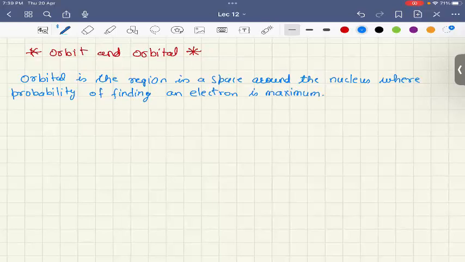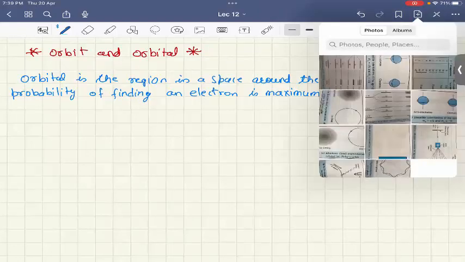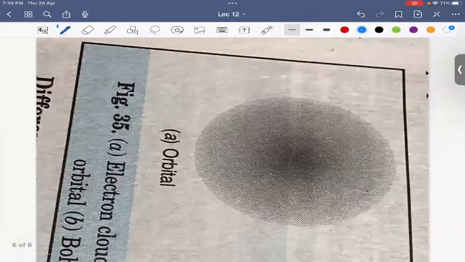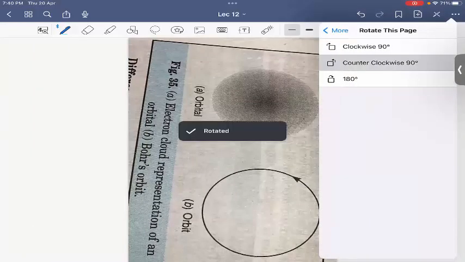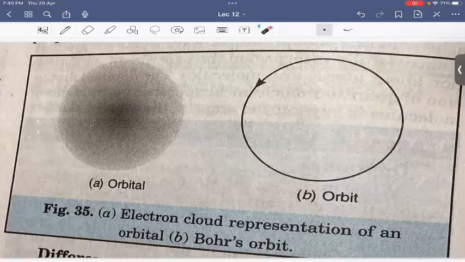right? If a boundary is drawn which encloses a region where there is high probability of finding the electron, right? The figure obtained gives the general picture of an orbital, right? So let us picture it. Let me drag a picture which represents it. So this is a figure, right? So this is the orbital, right?